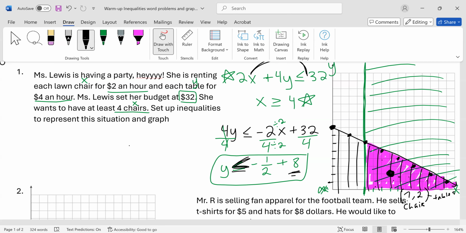He only has 9 hats to sell. So hats is represented by Y. He has to be less than or equal to 9. He can't sell 10 hats or 11 hats. He only has 9 to sell. But he can also sell less than 9. It's not guaranteed that he's going to sell out.